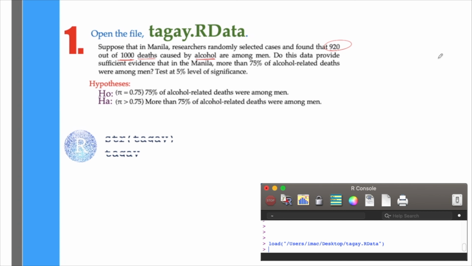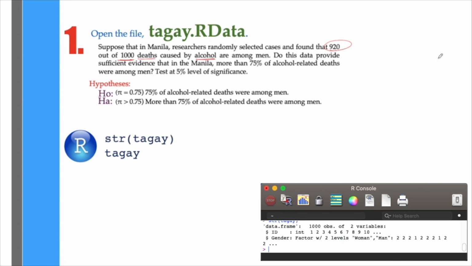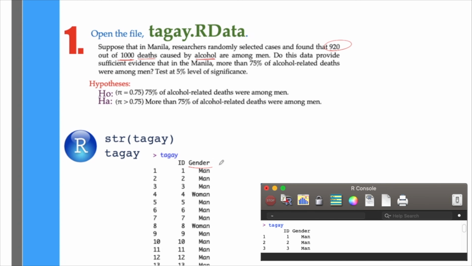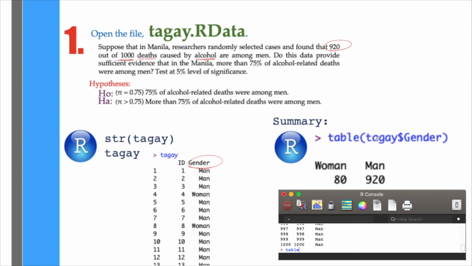Now, as you open the file, you may type str to see the structure of the file, and further, you may take a quick look at the file by typing tagay. And as you will see, there's only one essential column here, which is gender. Further, you may create a table for gender, so that's table, then tagay, $, and then gender, and you will see that 920 among 1,000 samples here who died because of alcohol were men.